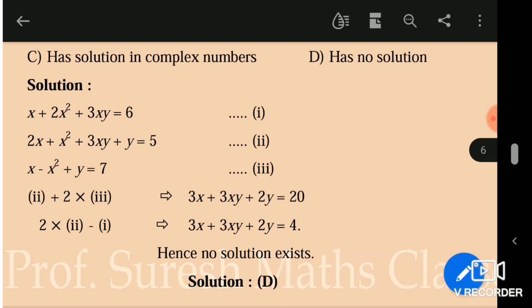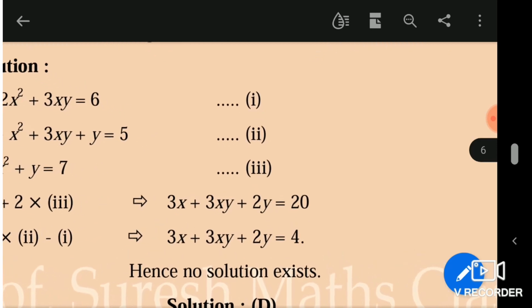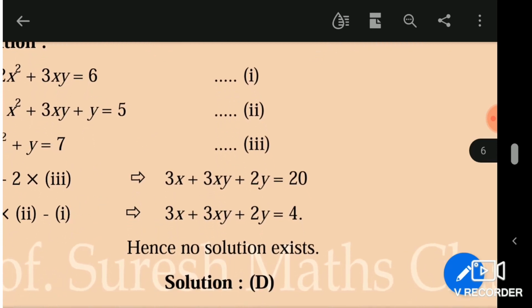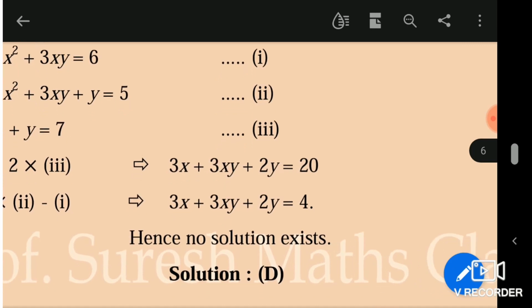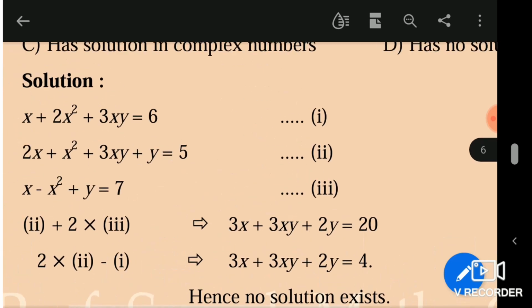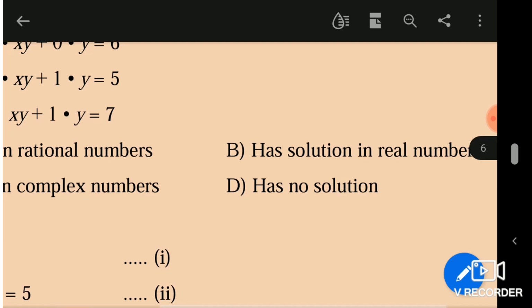So see these two equations. Here the left hand sides are the same, but on the right hand side, one side we have 20 and another side we have 4. So no solution exists. For the same left hand side, the right hand side must be the same. Here we have different values, 20 and 4. So the system has no solution. So no solution exists. The answer is option D, has no solution.